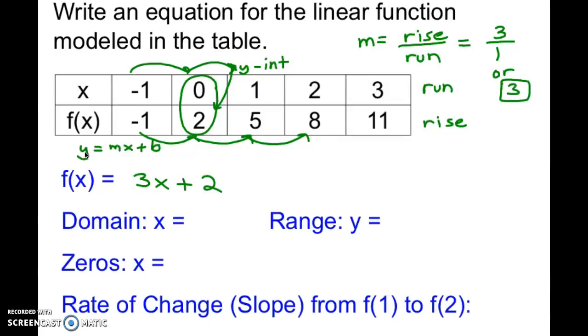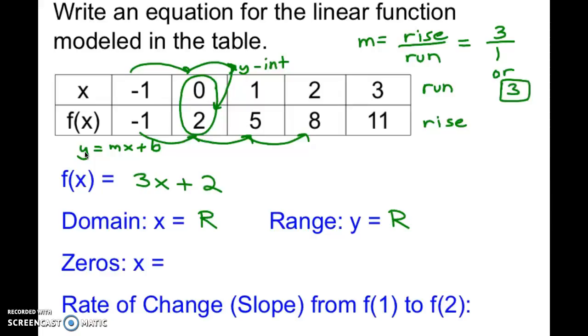Your domain, the x values, go on forever left and right, so your domain is all reals. x equals all reals. Your y values go on forever, up and down, so your y values are all reals.